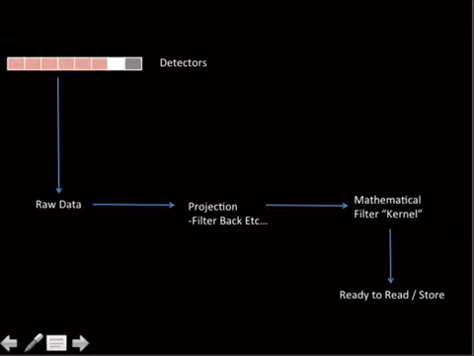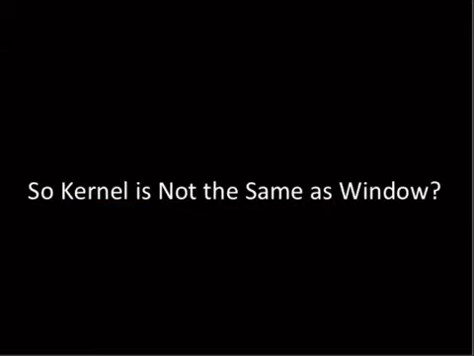The windowing actually happens at the viewbox, right? So the take-home point is that those kernels are not a window. So what is a window? Well, before I get into that, I want to talk about another thing, which is what is a Hounsfield unit?